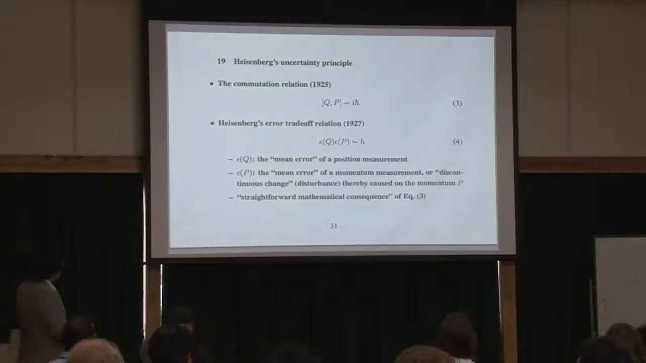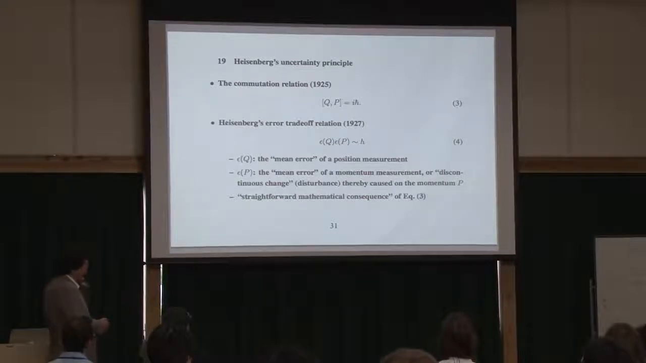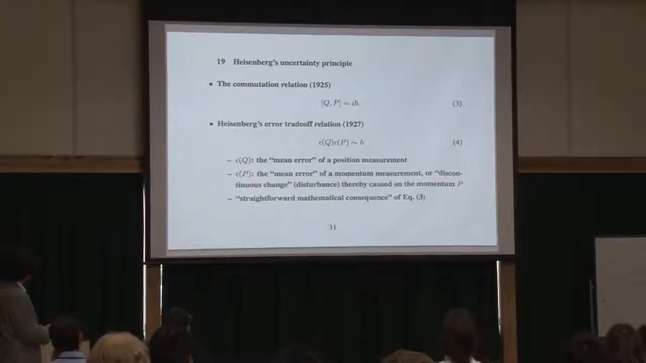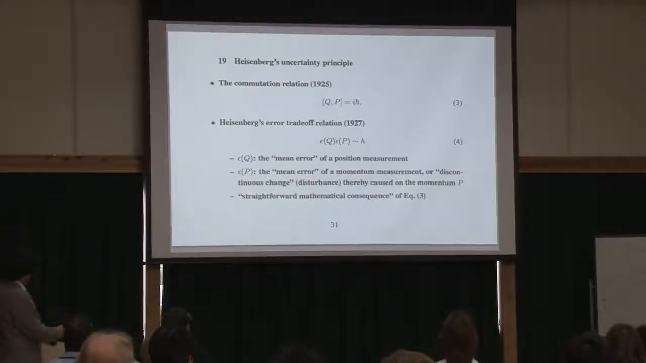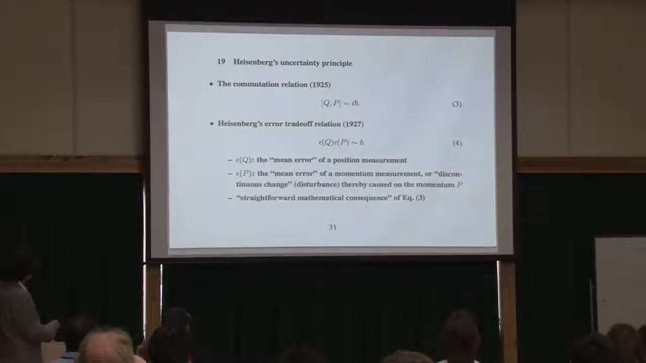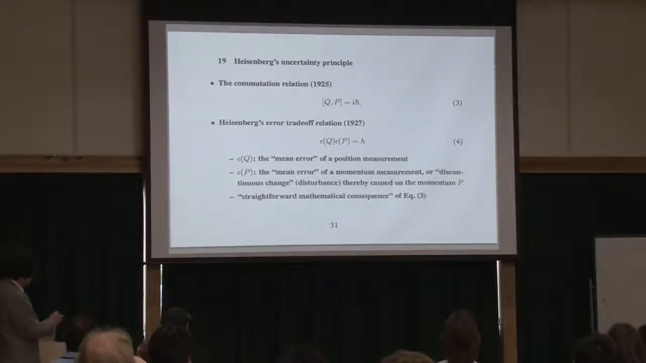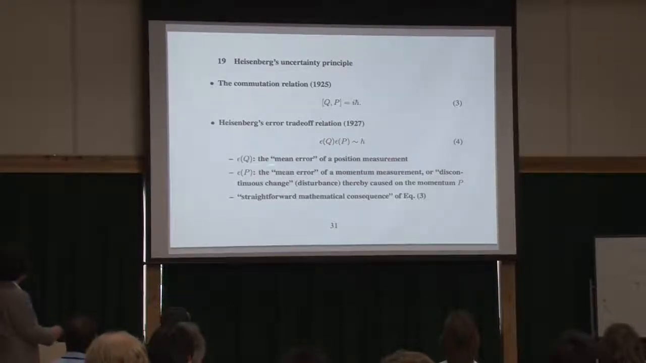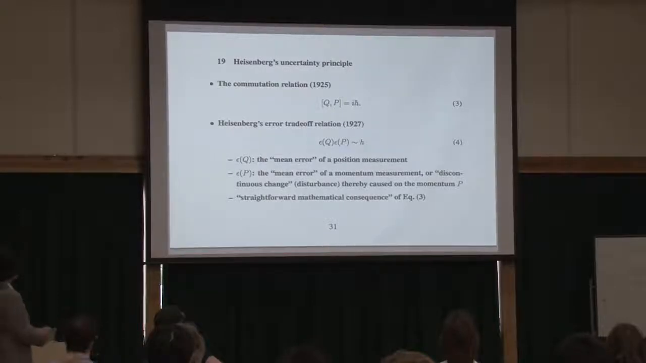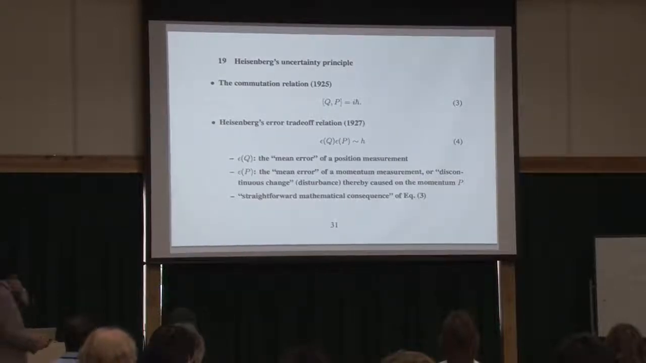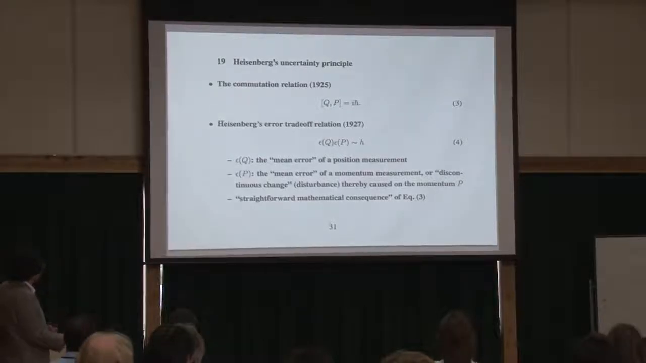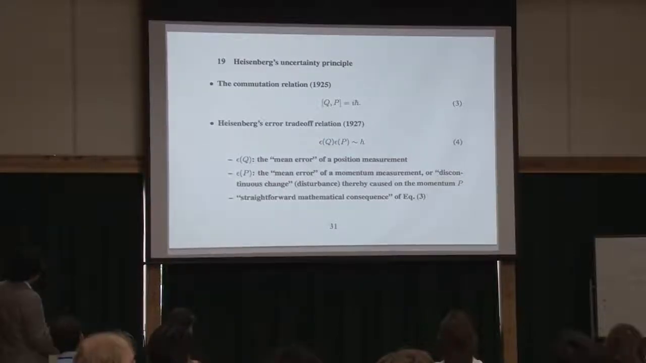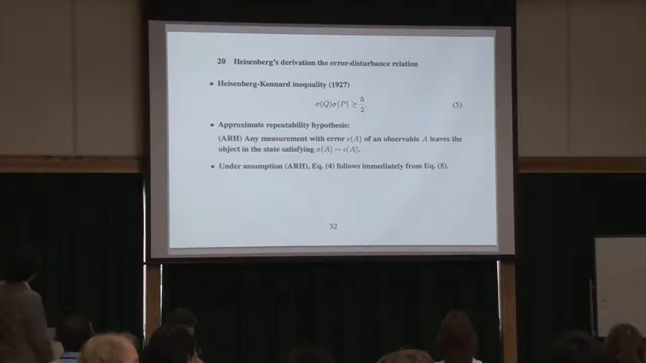Now we start with some historical background for Heisenberg's uncertainty principle. Heisenberg introduced the commutation relation in 1927, and he claimed that the commutation relation implies this Heisenberg error trade-off relation. Here, epsilon q is the mean error of the position measurement, and epsilon p is the mean error of the momentum measurement, or the continuous change thereby caused on momentum by the position measurement. And he claimed that this relation is a straightforward mathematical consequence of this commutation relation.